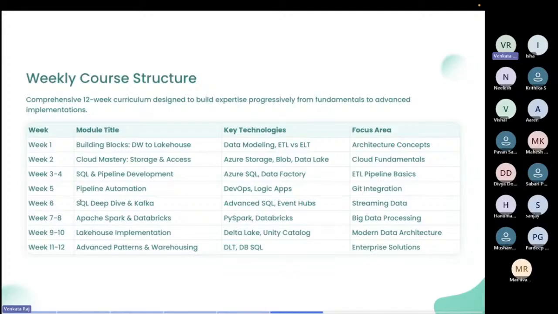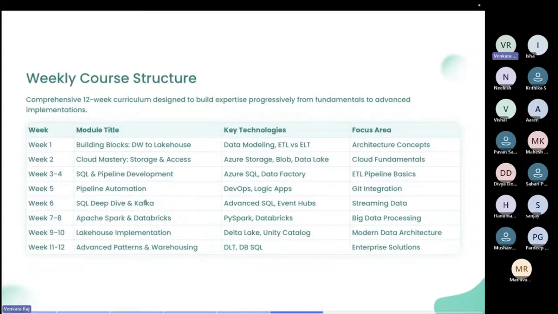In week 6, we have some advanced SQL topics wherein we will talk about stored procedures and triggers in SQL, some of the advanced concepts in SQL Server. We are going to use SQL Server here. And then we will introduce ourselves to Kafka. Kafka is widely used for streaming data. So we are going to cover this in that week, explaining what Kafka is, how data can be processed in Kafka, how Kafka serializes and deserializes data, etc.